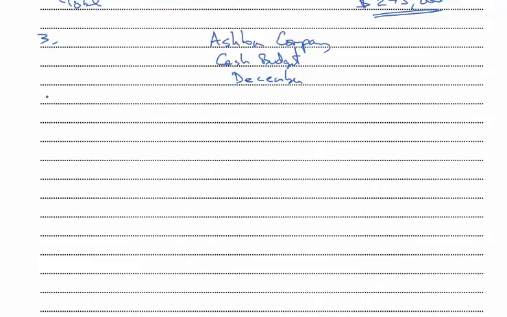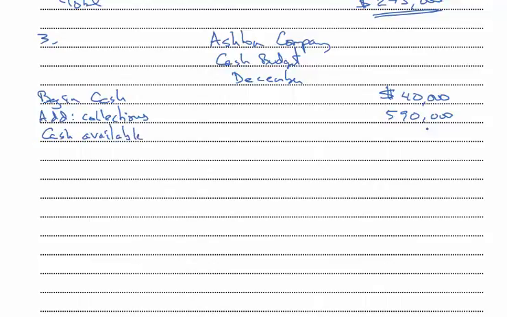Okay, so beginning cash. What does the problem tell us? Cash balance on December 1st will be $40,000. Add collections. And we worked that out to be $590,000. That was part one. So we can call that cash available then, $630,000.